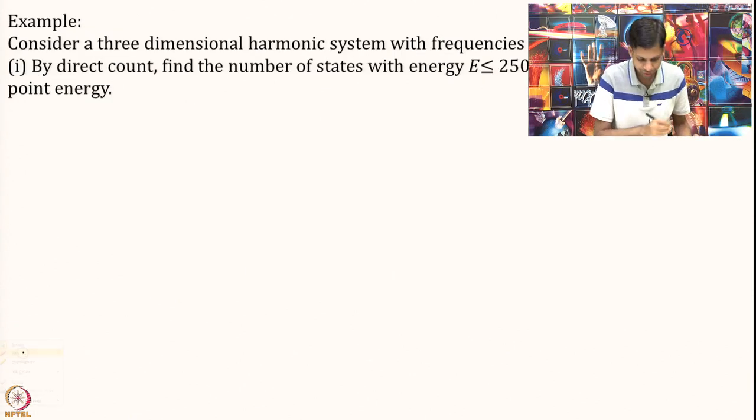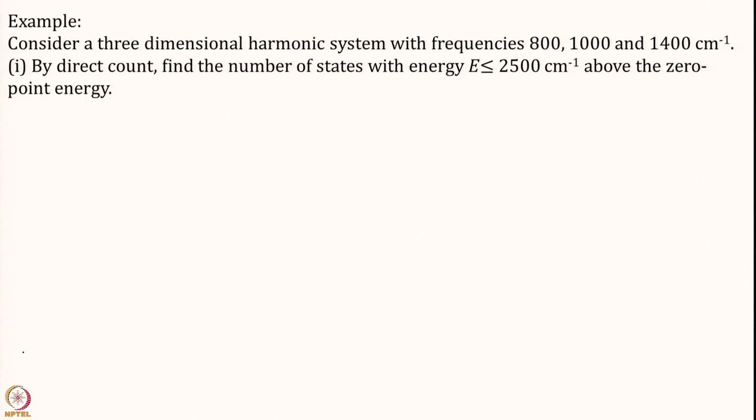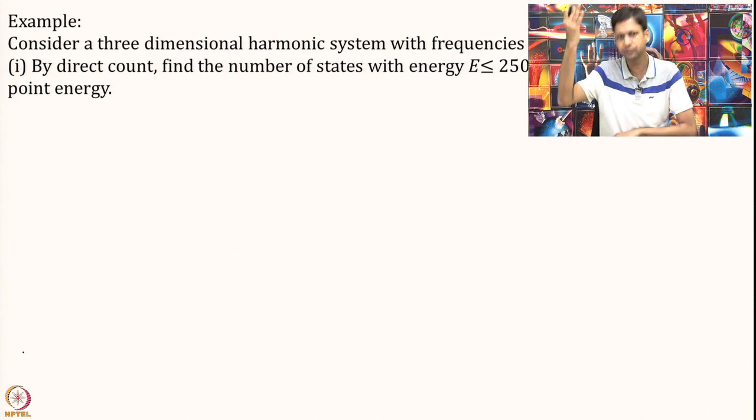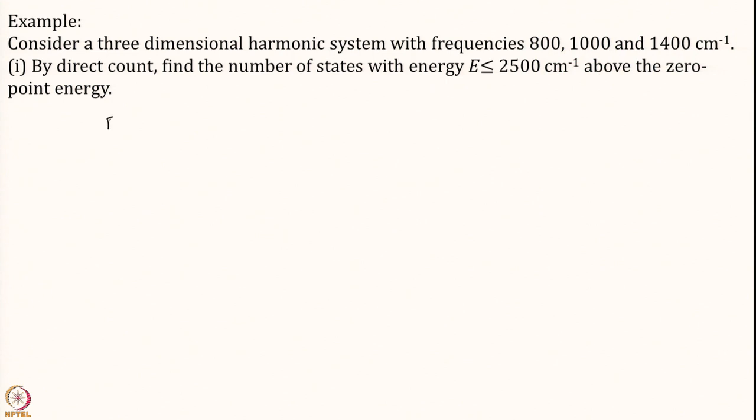The question statement is that we have, let us say, only 3 oscillators with frequencies 800, 1000 and 1400 wave numbers. Calculate the total number of states with energy less than or equal to 2500 wave numbers above the zero point energy. So, let us exclude the zero point energy, 2500 wave numbers above the zero point energy. So, my energy is going to be h bar omega 1 plus h bar omega 2, I am sorry, I have forgotten my n1s.